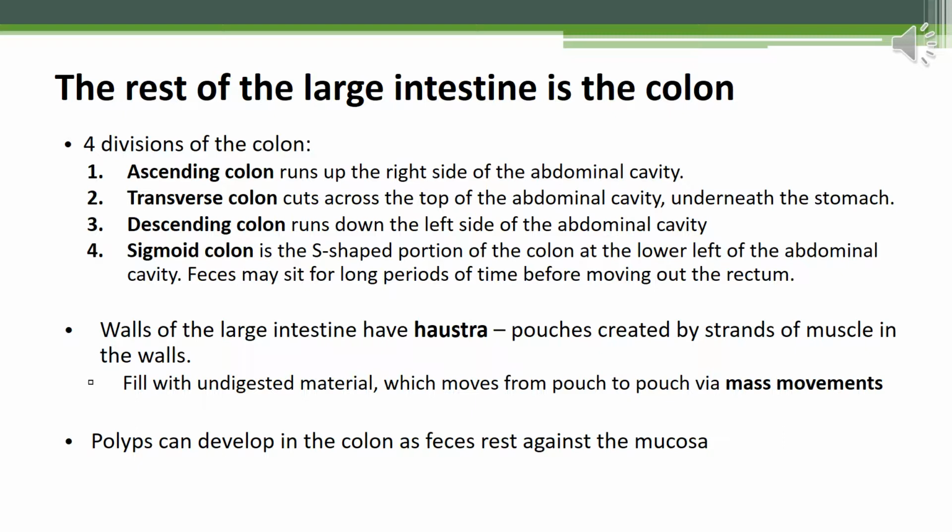Now polyps are growths in the colon, which can develop as the feces rest against the mucosa, and sometimes these polyps can actually be cancerous and would be responsible for colon cancer. And we'll talk about that in more detail when we talk about cancer.